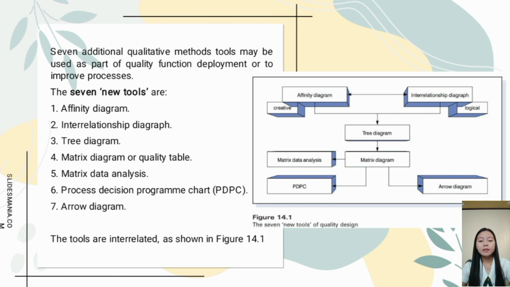So, for the second slide, 7 additional qualitative method tools may be used as part of quality function deployment or to improve processes. The 7 new tools are, first, affinity diagram, interrelationship diagram, tree diagram, matrix diagram or quality table, matrix data analysis, process decision program chart or PDPC, and arrow diagram.